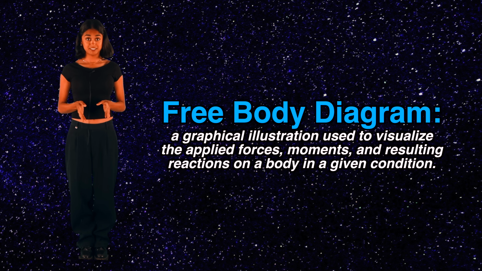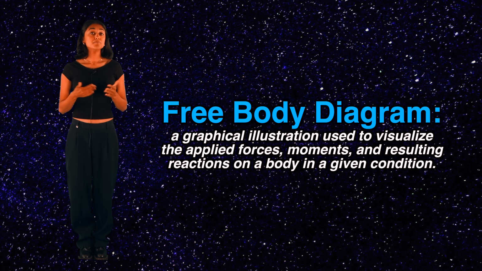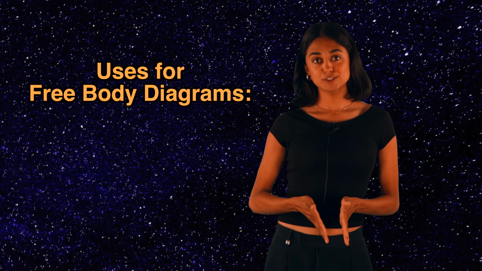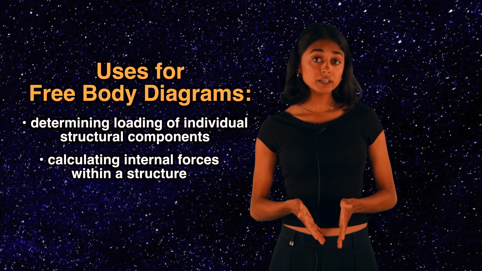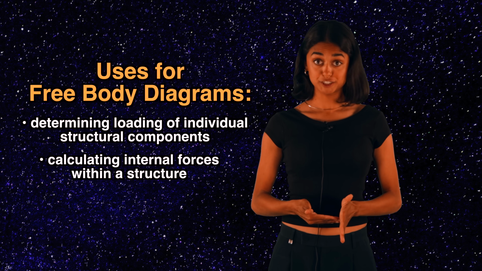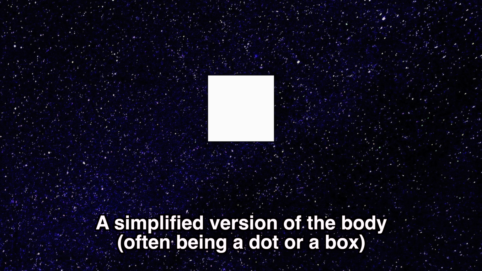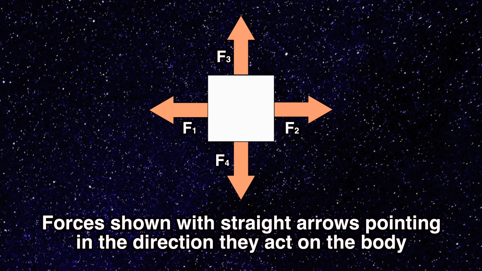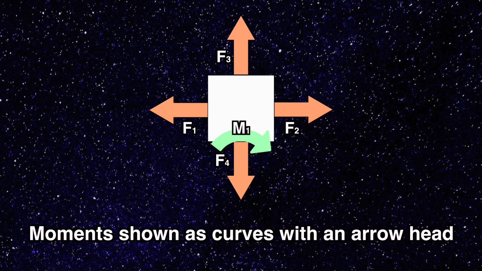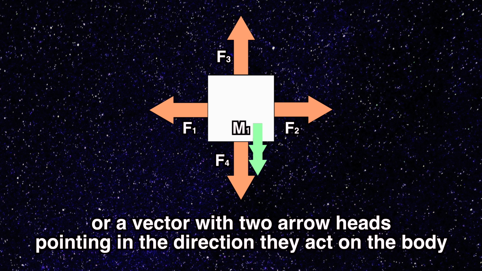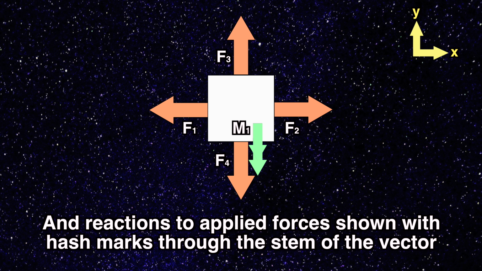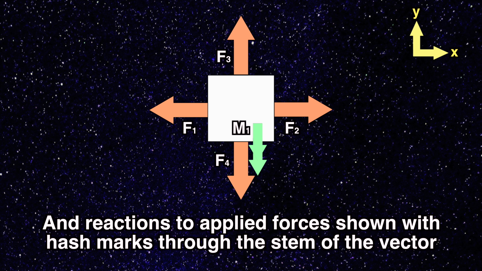So basically, a free body diagram is a graphical illustration used to visualize the applied forces, moments, and resulting reactions on a body in a given condition. These diagrams are frequently used to determine the loading of individual structural components and to calculate internal forces within a structure. Free body diagrams consist of a simplified version of the body, often being a dot or a box, forces shown with straight arrows pointing in the direction they act on the body, moments shown as curves with an arrowhead, or a vector with two arrowheads pointing in the direction they act on the body, one or more reference coordinate systems, and reactions to applied forces shown with hash marks through the stem of the vector.